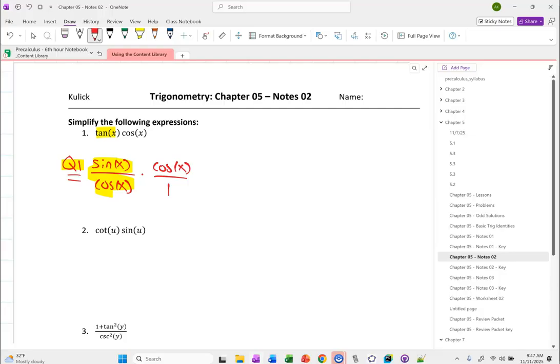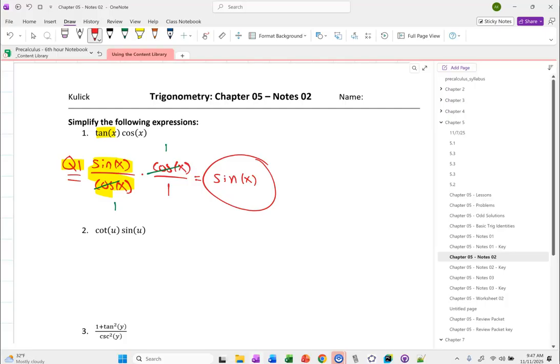Is everybody happy with what happened here? What can I do next? Yeah, I can reduce out the cosines. Now, again, when we cross these out, they become ones. So we're just left with sine x, and guess what, guys? That's it. Sometimes they're easy, right? They don't all have to be hard or long. Sometimes it's just as simple as it is.